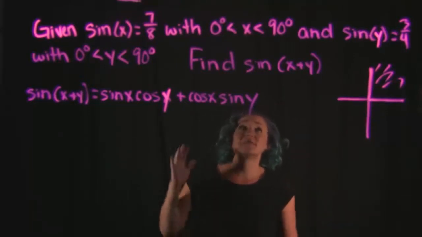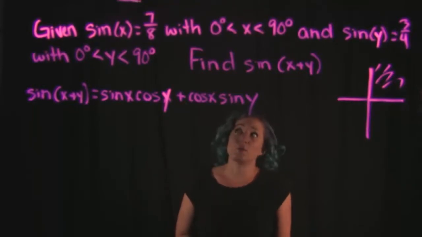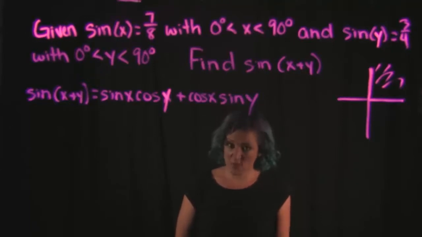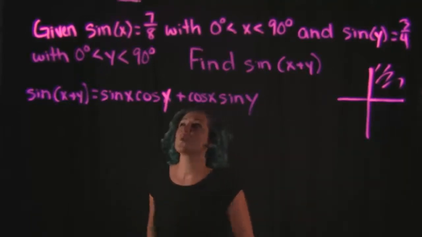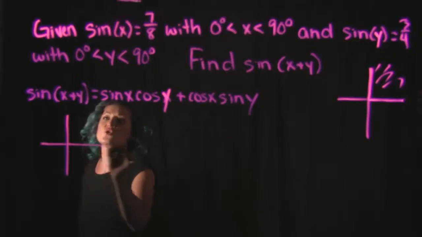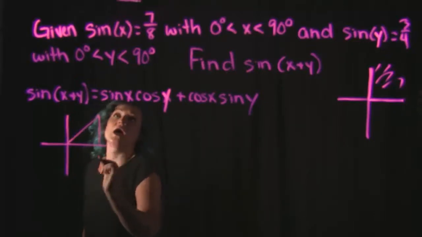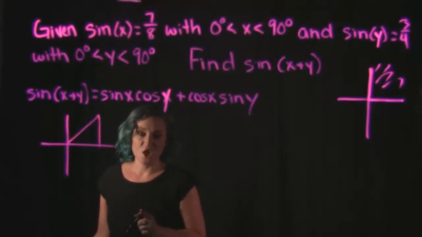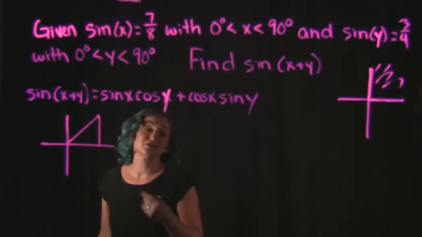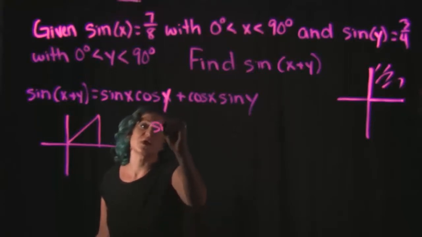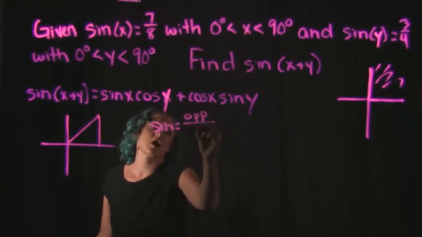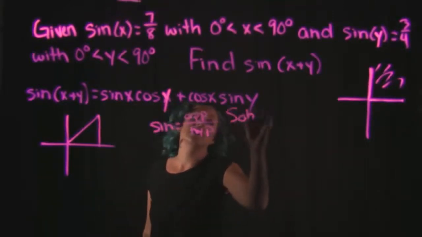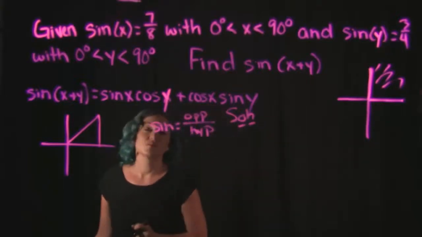So we are given sine of x and sine of y. What it looks like we're going to have to find is what is cosine of x, what is cosine of y. All right, so the way that we're going to do that is I'm going to start by drawing out what our sine of x looks like. So we're told that sine of x is 7/8. What we know from that is that sine is opposite over hypotenuse, right? So that's what it represents, opposite over hypotenuse. SOH, so sine is opposite over hypotenuse.